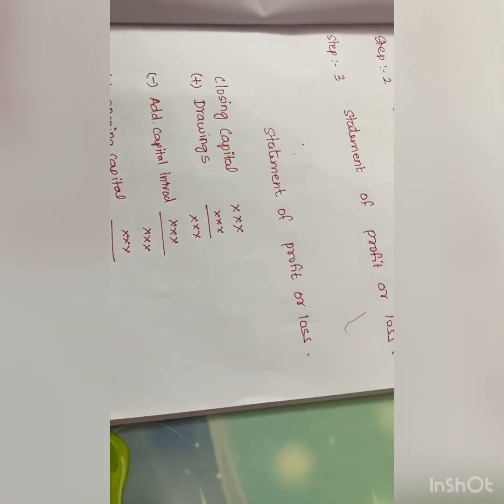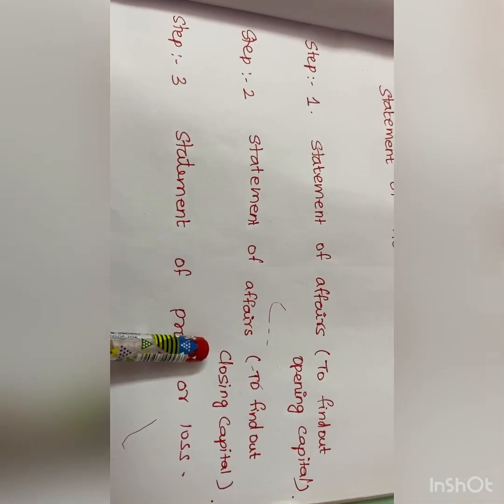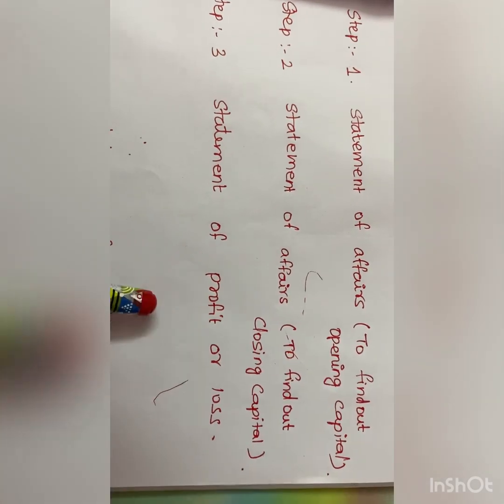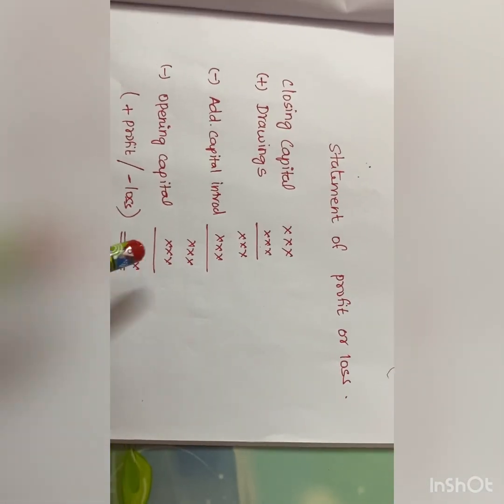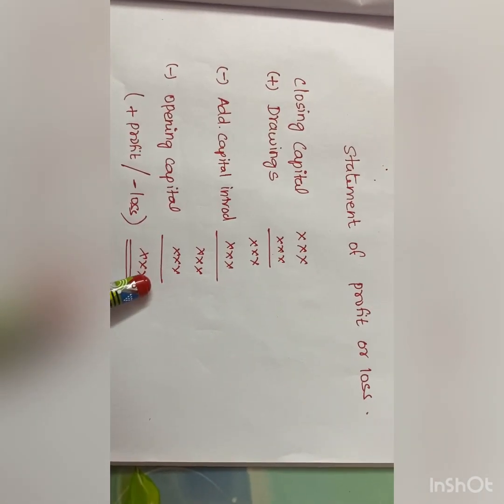Now, as I have explained already, there are 3 steps in the statement of affairs method. First step is to prepare the statement of affairs to find out the opening capital. Second step is to prepare the statement of affairs to find out the closing capital. And the third step is the statement of profit or loss. Statement of profit or loss is the third step. Now I will teach you the first 2 steps.